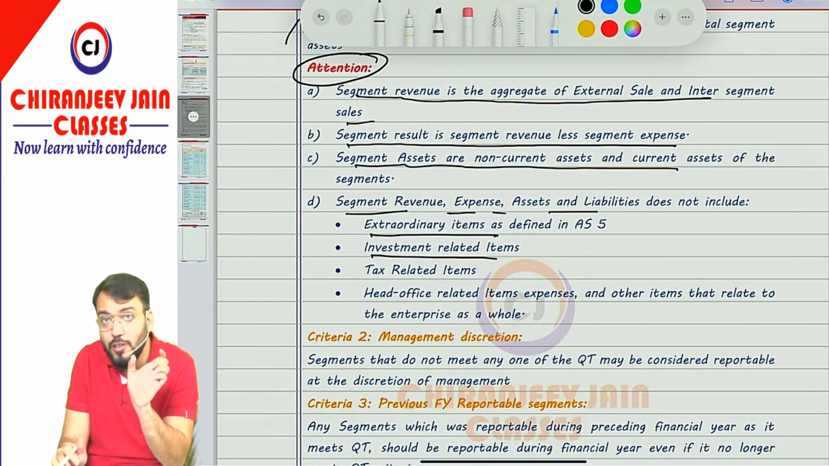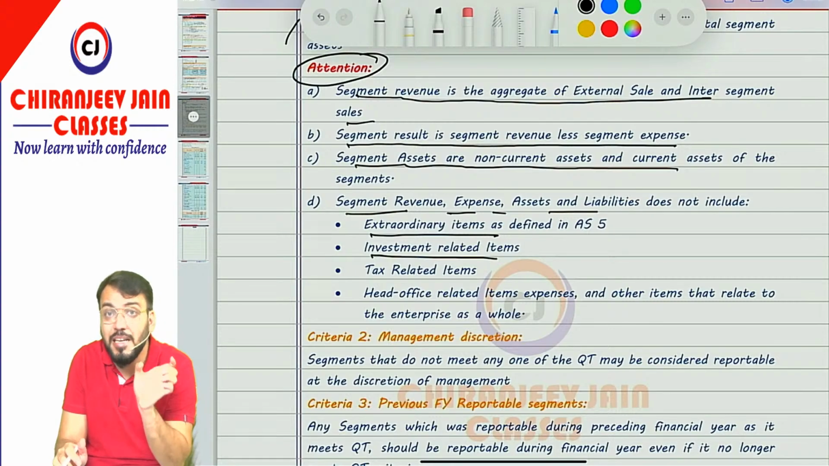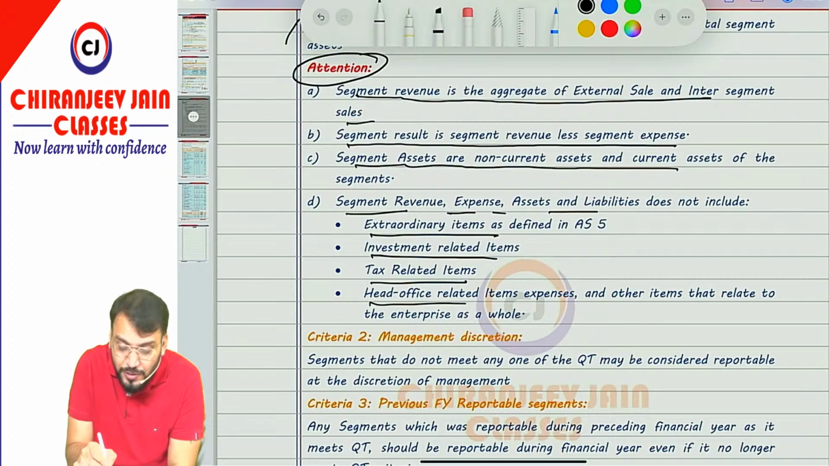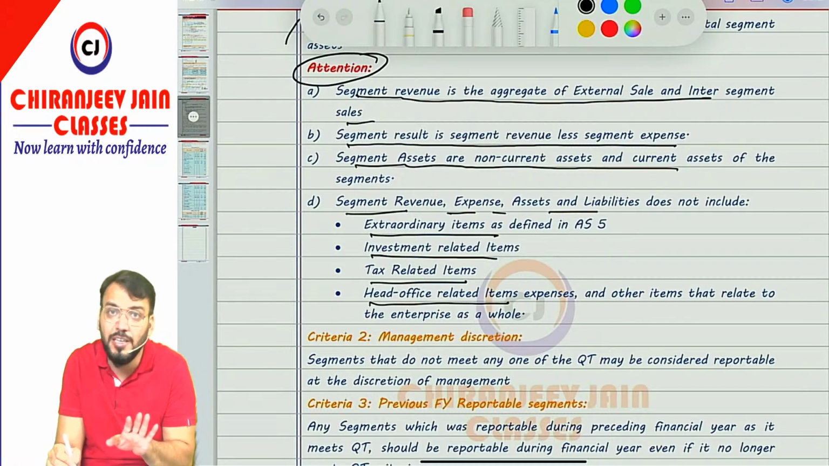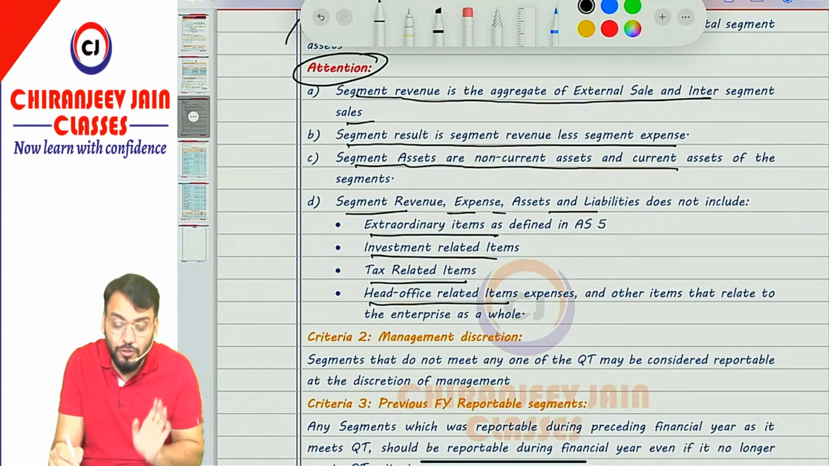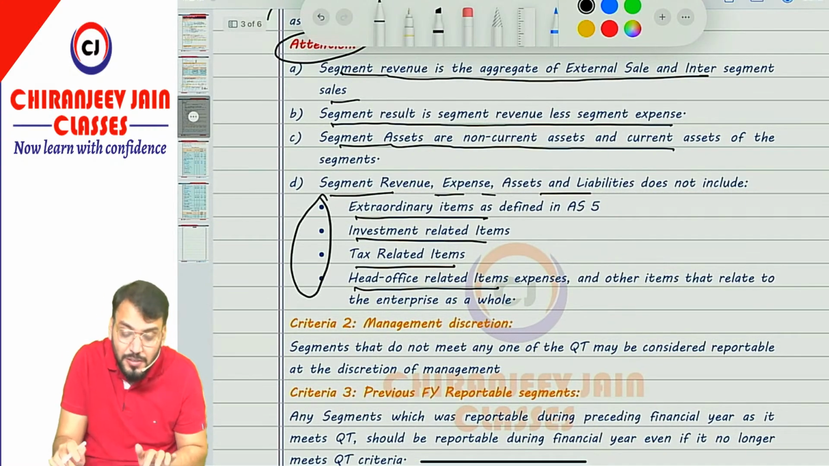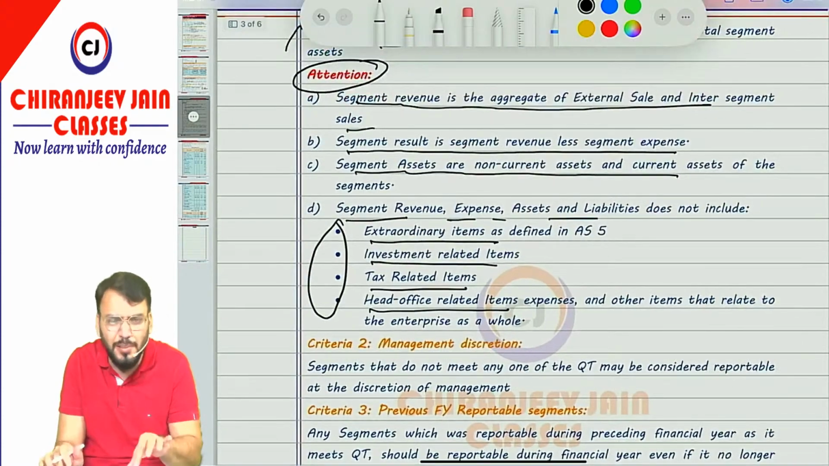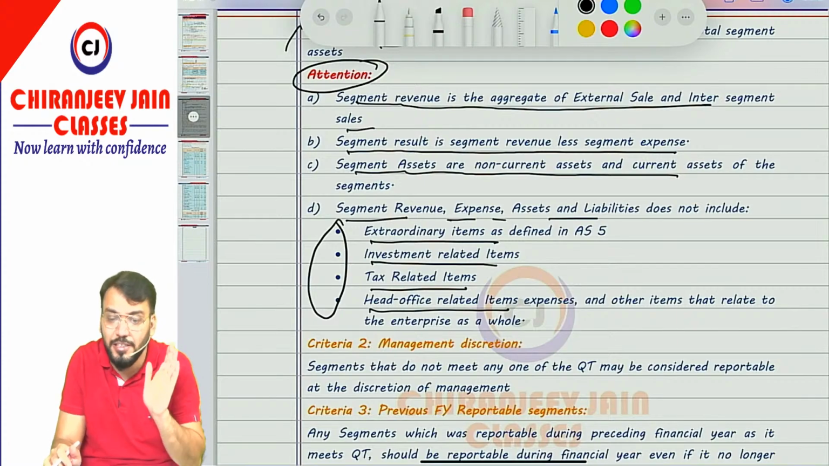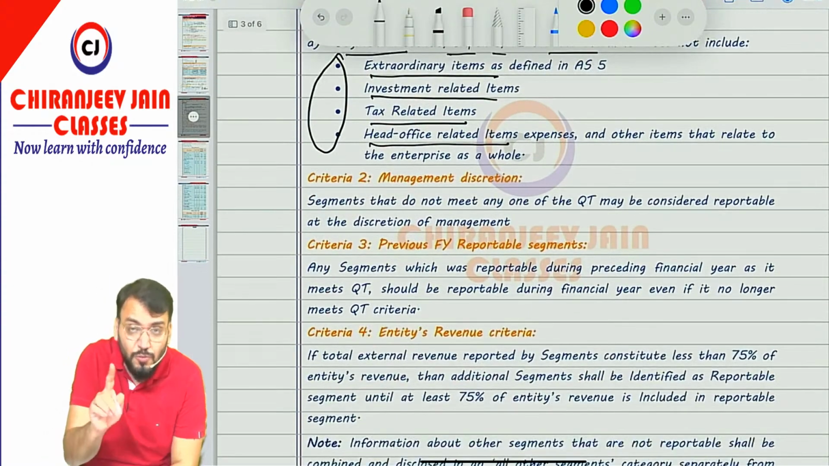Segment revenue will not include interest income. Segment asset will not include any investment. Similarly, tax related items and head office related items will also not be considered. Means head office expense will not be considered to determine segment result. So this will not be considered to find out the segment information. Understood? However, this is not so important from the exam point of view, because normally in the exam they will give you segment revenue, segment result, segment asset or segment liability. Chalega? Yes, sir. Now this was criteria one.